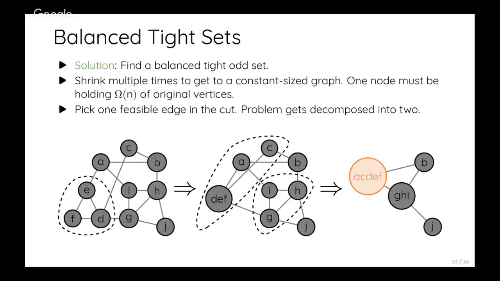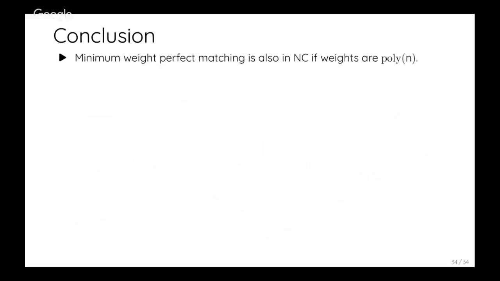Now, if you unshrink all of the things that we shrunk, this gives you an odd set in the original graph. Right, and this odd set is balanced. It has a linear number of vertices inside and outside. Now you can basically decompose your problem into two pieces by just selecting an edge crossing this single odd set, and just extending the single edge into each of the pieces whose sizes have been reduced by a constant factor. So that's basically the whole algorithm.